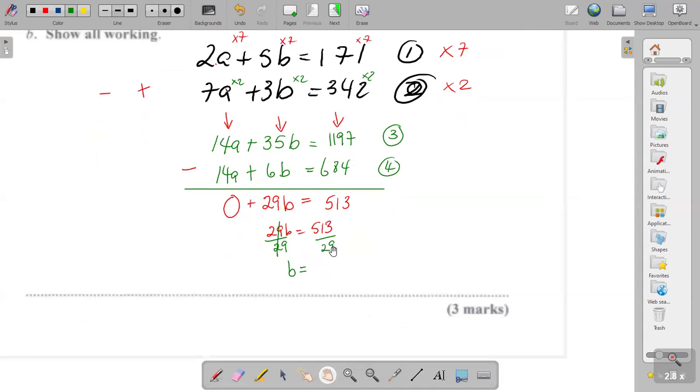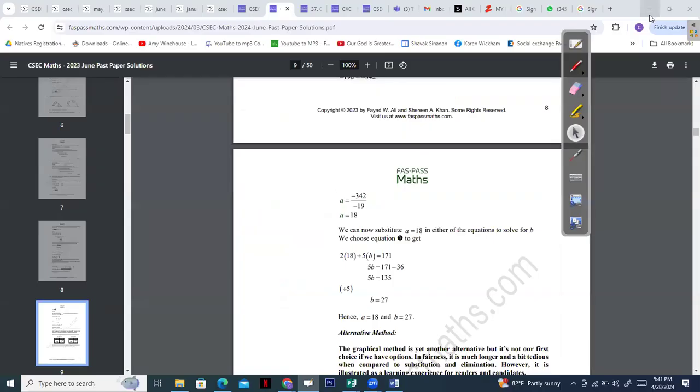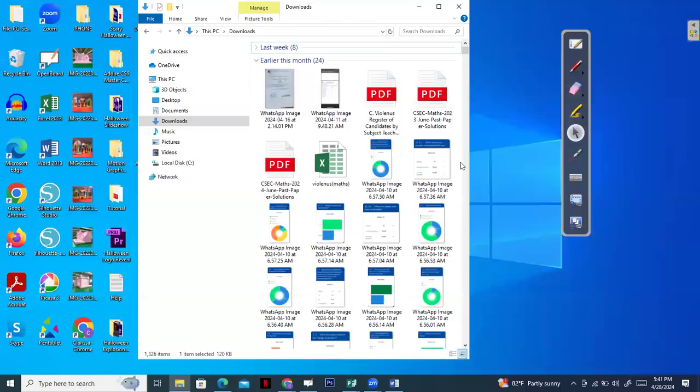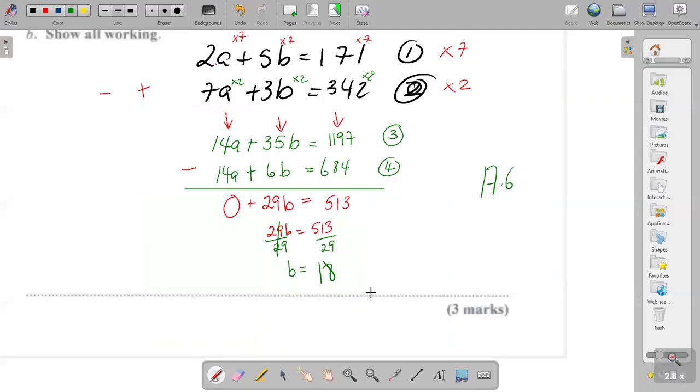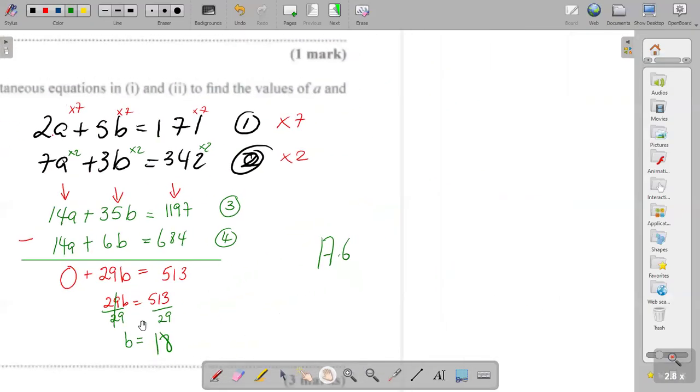So 513 divided by 29. How much would you get? I wonder if they round it off, because that would make sense. How much y'all got again? 17 point what? 17.68. So if we round it off, it would be 18. Would that give us the right thing? Hold on. Yeah, they say B is 18. That's weird. Okay, let's use 18 and see what's going on. So let's round it off to 18. Okay, and then substitute and see if we get the other answer.